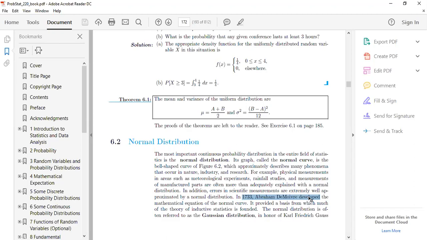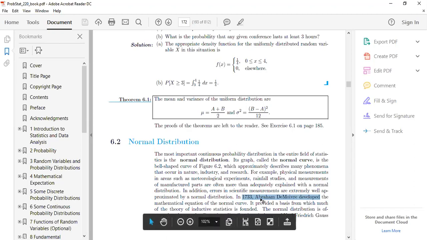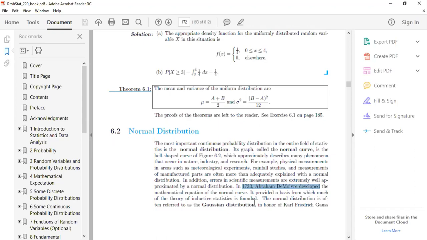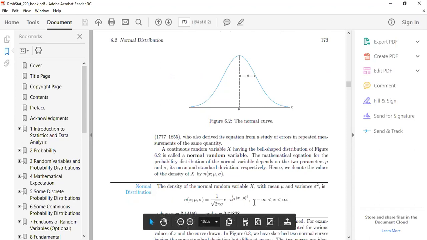And then afterwards, the formula was also developed by another mathematician, Gauss, and that's why it is called the Gaussian distribution too. So de Moivre developed the mathematical equation for the normal curve. It provided a basis from which, as I told you, the theory of inductive statistics is founded. The normal distribution is often referred to as a Gaussian distribution too, in memory of Carl Friedrich Gauss, a German mathematician. And that's why it is called the Gaussian distribution.